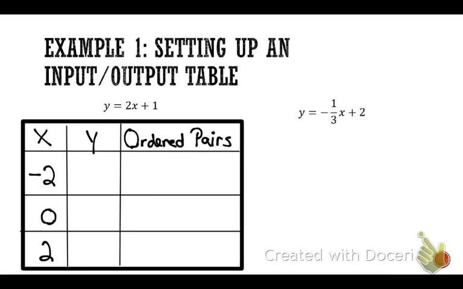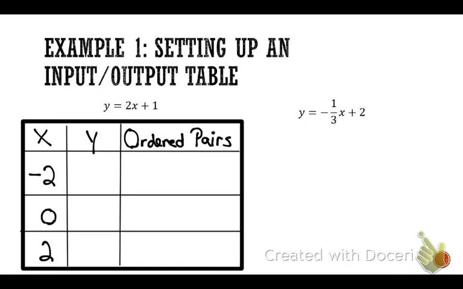Okay? So what do I do with these x values? Remember I called them input values. Well, where would I input the value, do you think? In for x into the equation. So plug in -2 into your equation. What is 2 times -2? What's -4 plus 1?